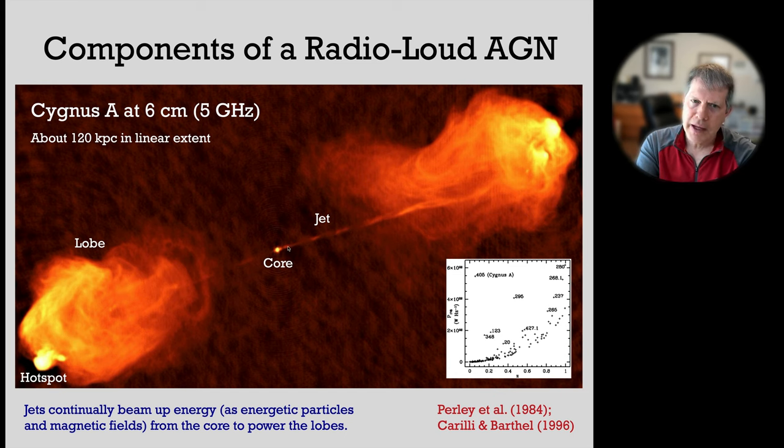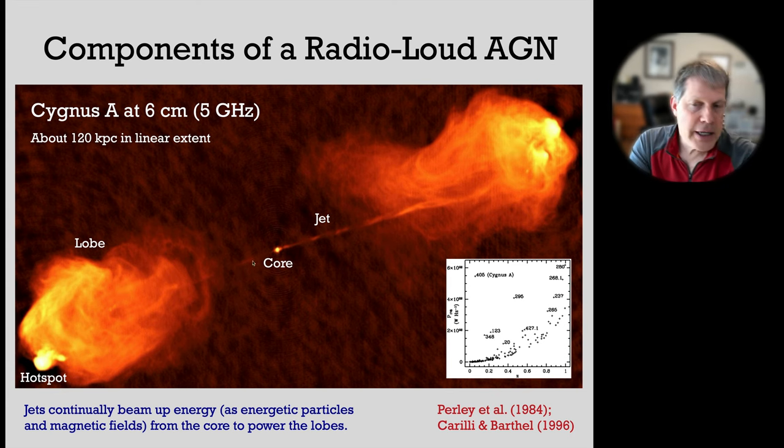And then you see these linear features referred to as jets extending outward from the core, and these propagate outward to a large distance, and in this case, terminate in hot spots, these bright hot spots here and here, and then ultimately produce these large-scale lobes.